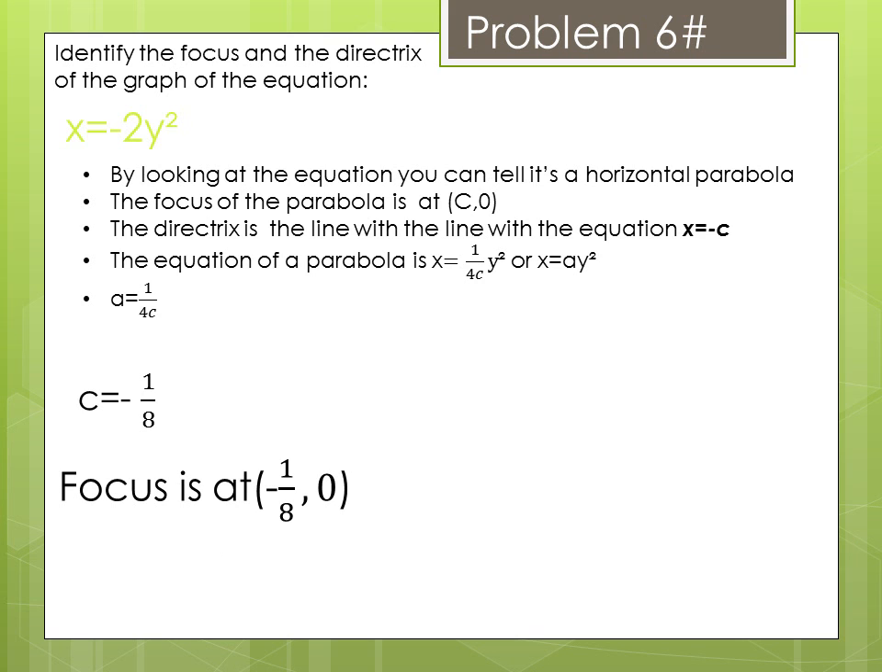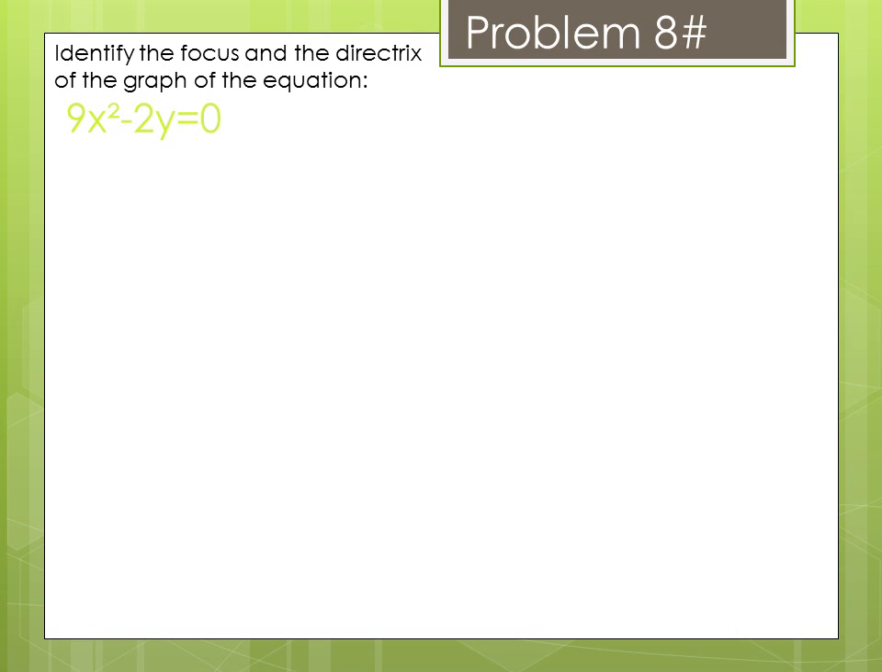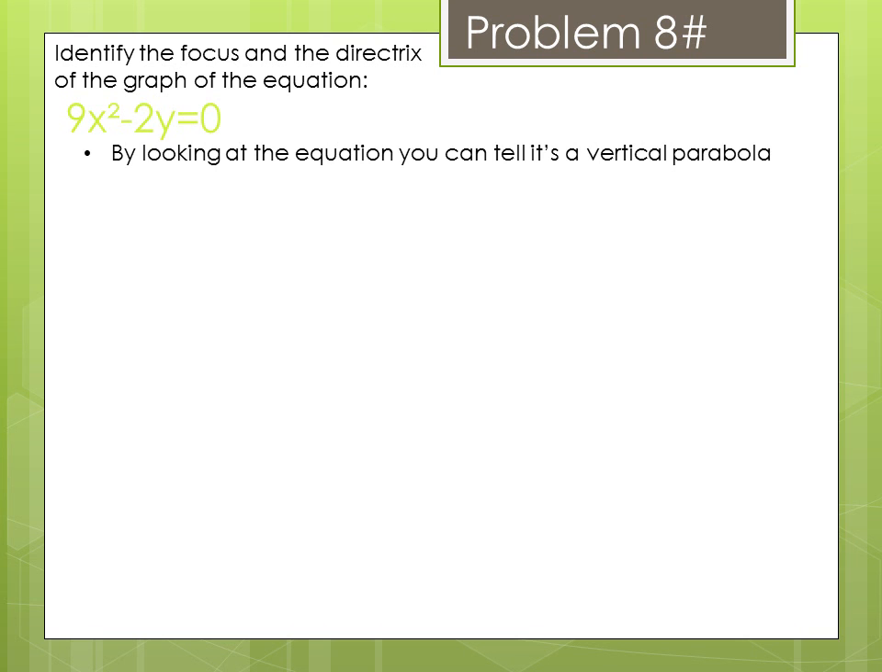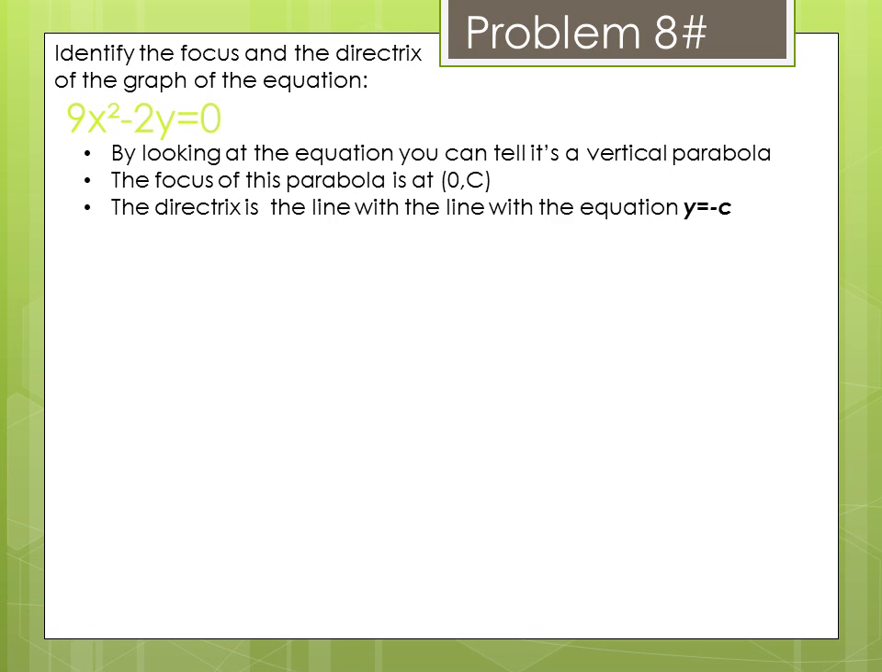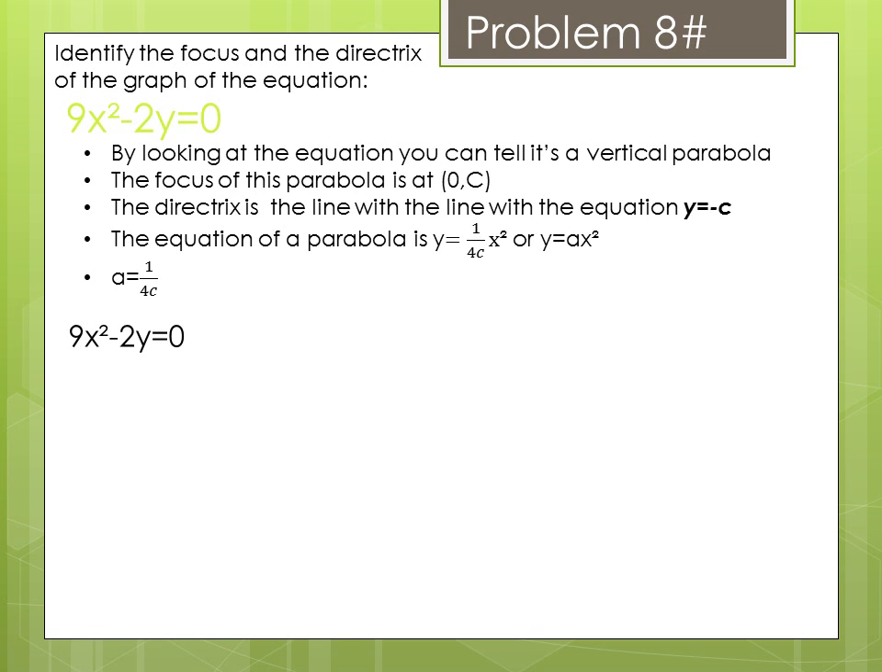So this time our focus will be at -1 over 8, 0, and our directrix will be at x is equal to 1 over 8. 9x squared minus 2y is equal to 0, and this time our parabola is a vertical one. The focus of this parabola is going to be at 0, c. So going back to our original equation, which is 9x squared minus 2y is equal to 0.